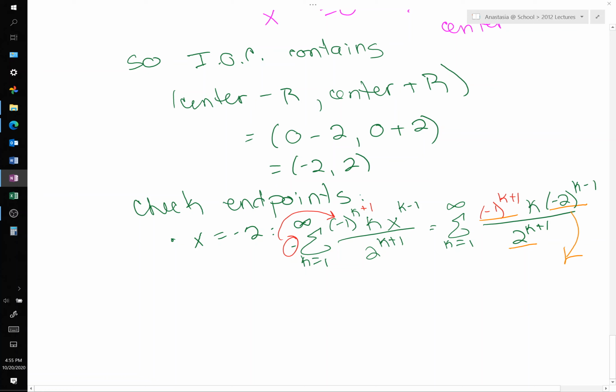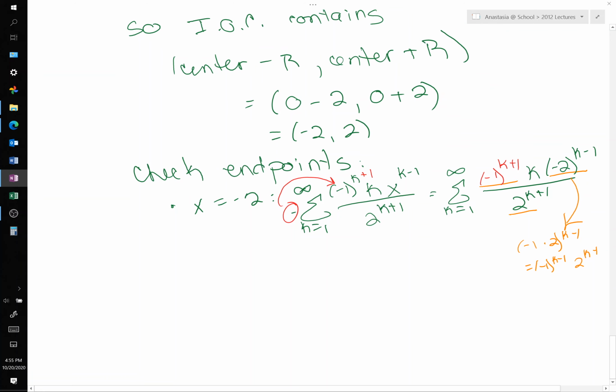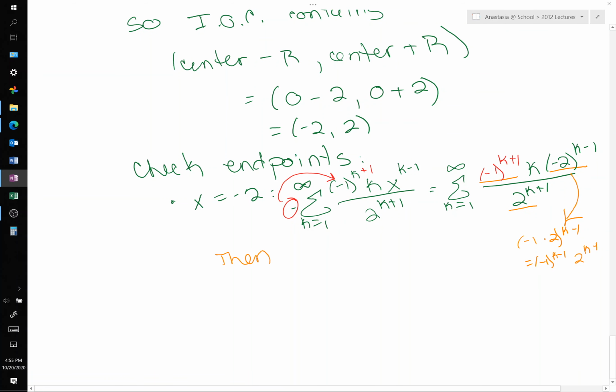The best way to do that would be to write this -2 to the k minus 1 as a -1 times 2 to the k minus 1, which is equal to -1 to the k minus 1 times 2 to the k minus 1. So then we're going to have a -1 to the k plus 1 times -1 to the k minus 1, which if we add our powers there, since we have the same base, this is going to give us a -1 to the 2k, and notice that 2k is always an even value. -1 raised to an even value is going to be +1, so that just simplifies to 1.